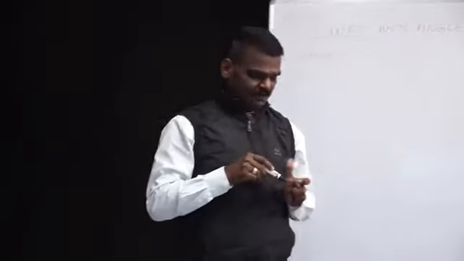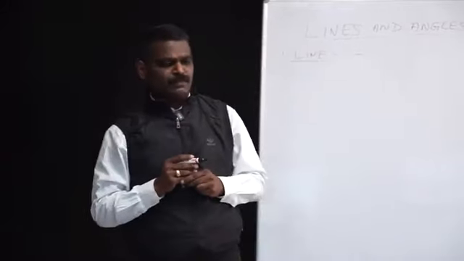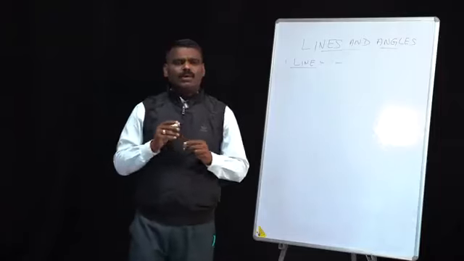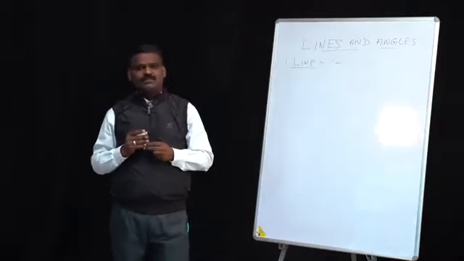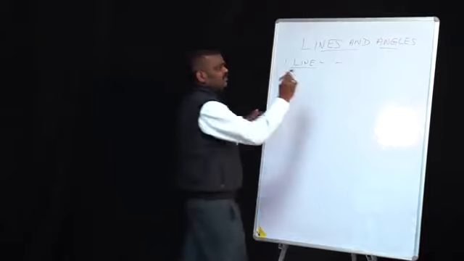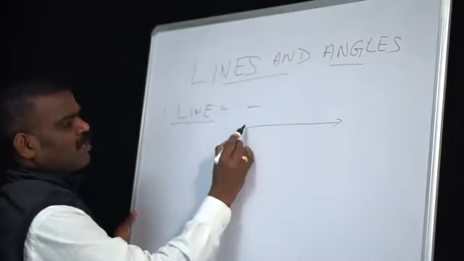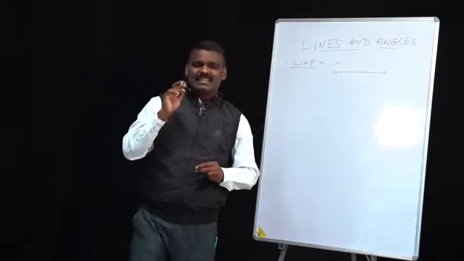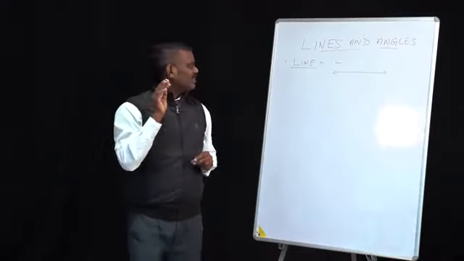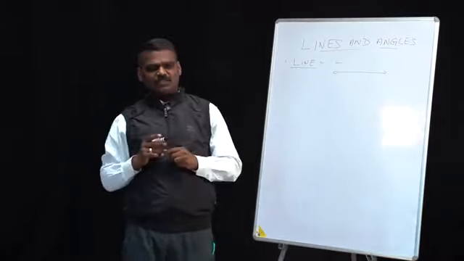Otherwise, line is a straight path. Line is a straight path that is endless in both the directions. Straight path, endless. So we put an arrow mark. The meaning of the arrow mark is that it goes non-stop. Line is a straight path that is endless in both directions.